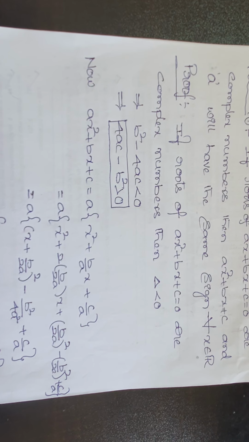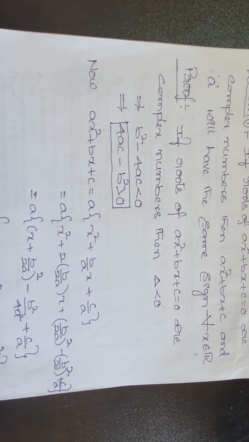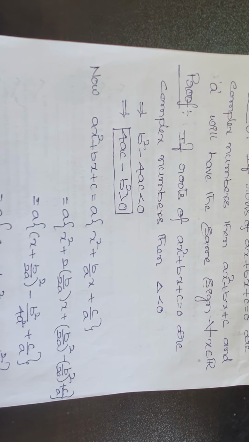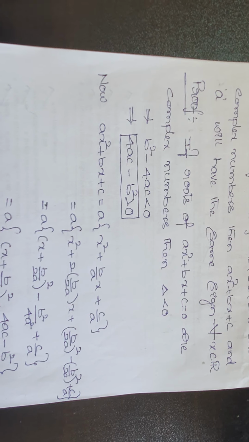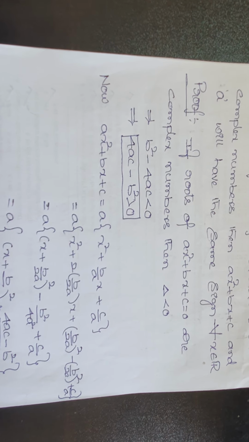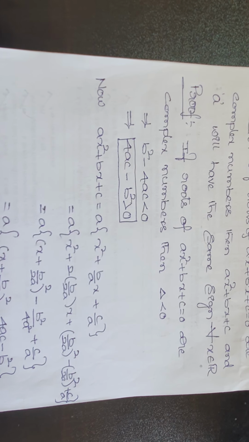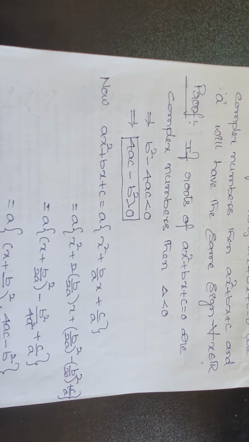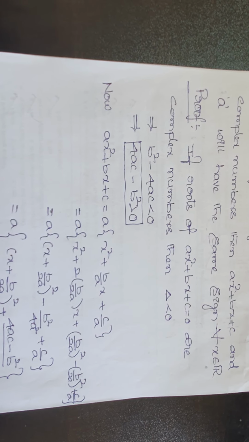What is given? Given that the roots of ax square plus bx plus c equal to 0 are complex numbers. According to the result, what is the discriminant delta? It is less than 0. Previously we discussed it. Look at the result. Delta means b square minus 4ac. If b square minus 4ac is less than 0, if we multiply on both sides with minus, then it becomes 4ac minus b square greater than 0.